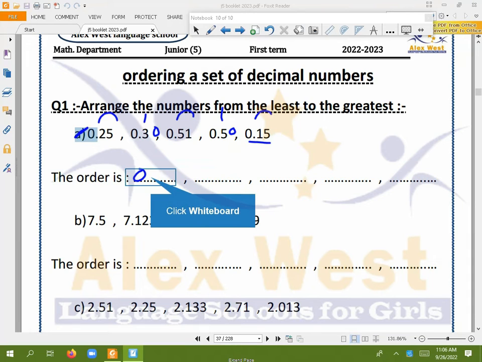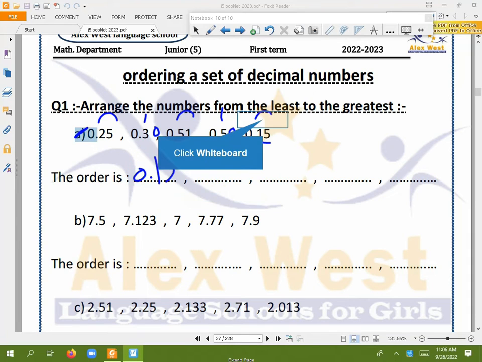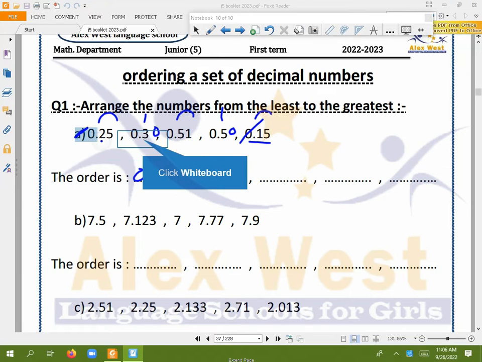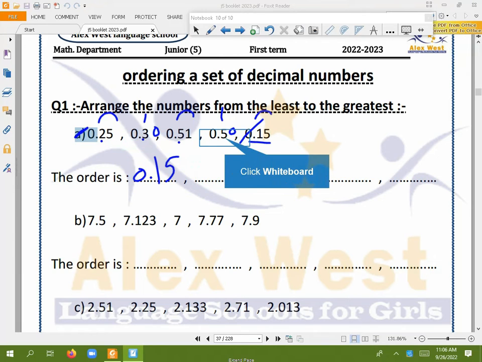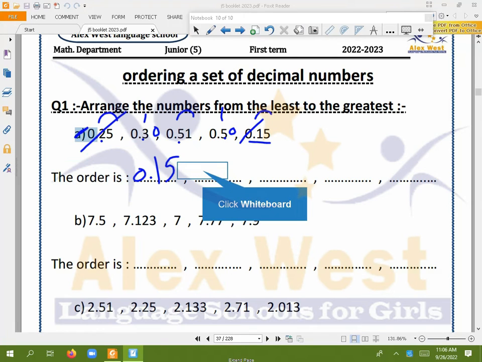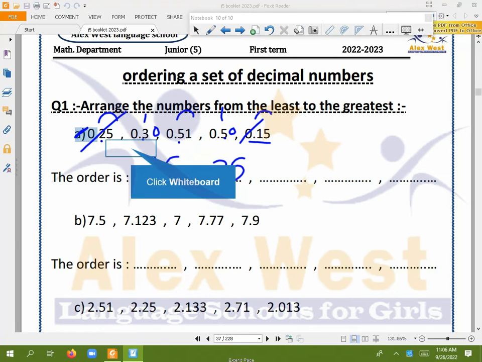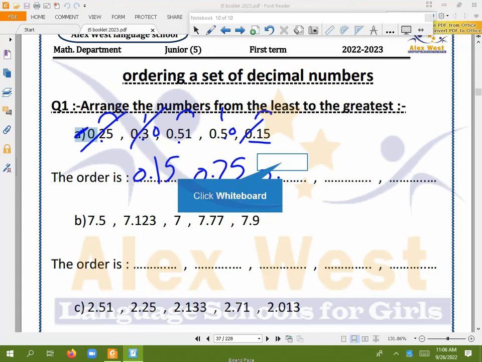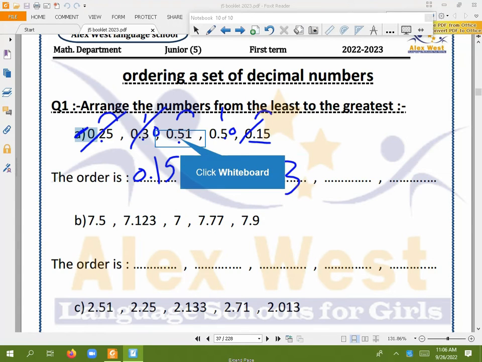So write 0.15 and cancel. And then arrange again. Here 2, 3, 5, and 5. Which is the smallest? Yes, the smallest is 2. So write 0.25. And then 3 or 5, 3. So cancel 3 and write 0, put the decimal point, and beside it 3.